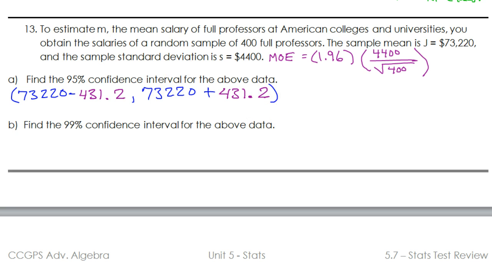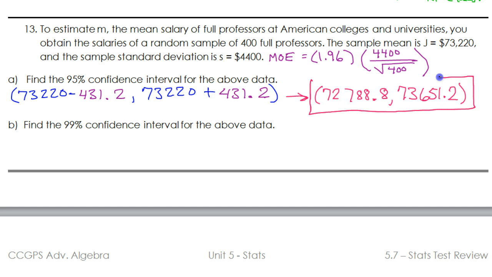Alright, so this is how we get the confidence interval. So there is the confidence interval. So this was a 95% confidence interval, so we can be 95% sure that the real average salary of all the professors is somewhere within this range.